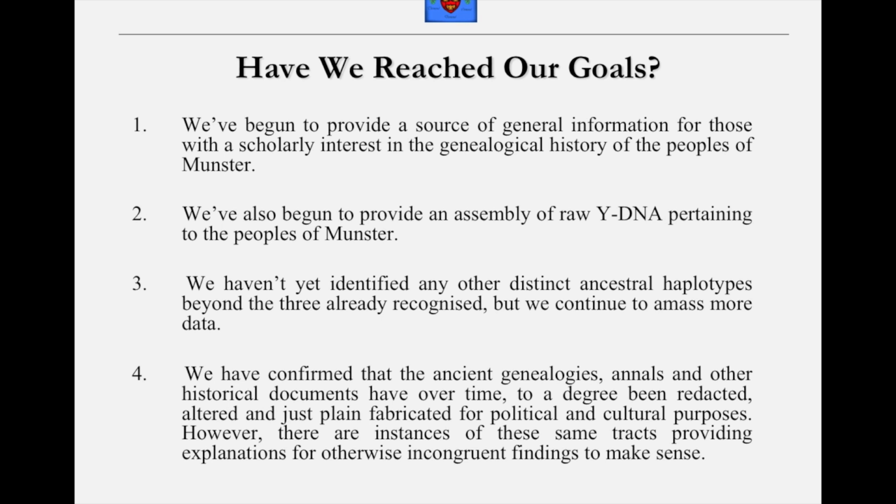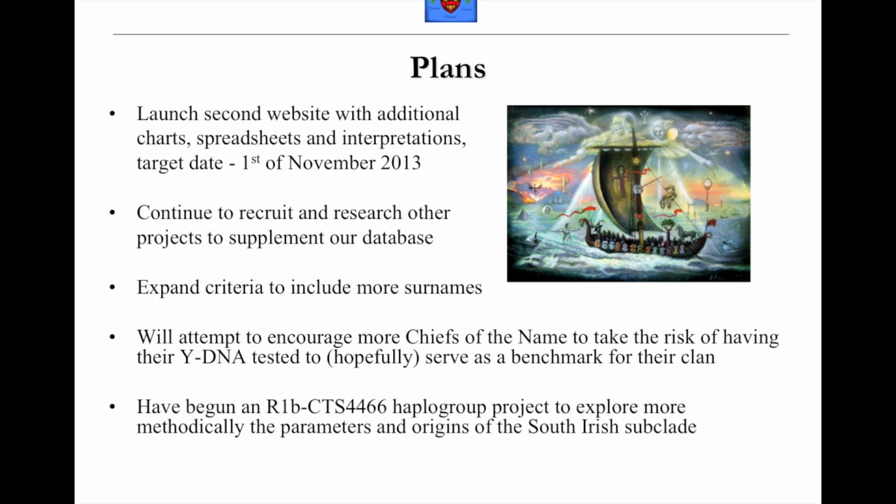Plans. We always have plans. We hope to launch a second website that will include additional information, charts, spreadsheets, and other data that is difficult to load onto the family tree website itself. We have a target date for the 1st of November. Hopefully we'll get there. We will post on our website when the second site is available. So if any of you are curious after November 1st, you can take a peek and see whether we've actually got it uploaded yet.